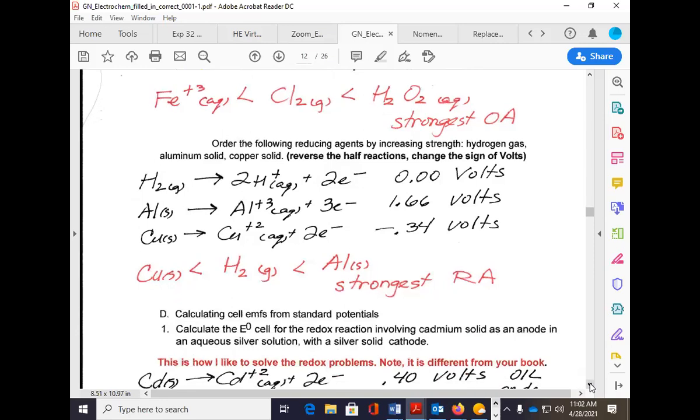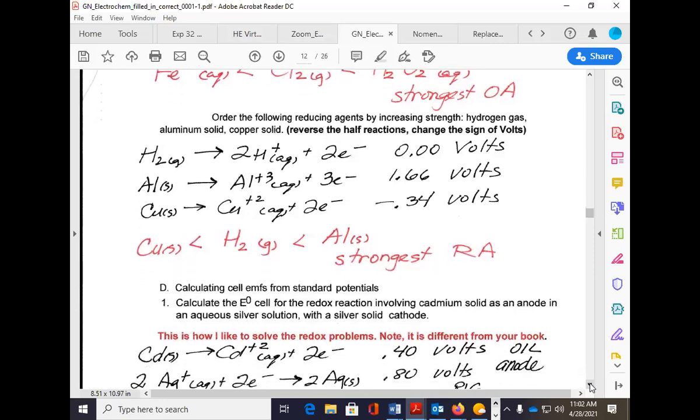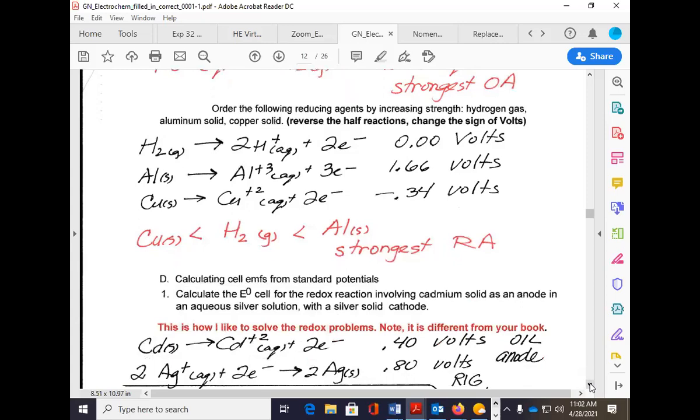Okay, so now this is how I solve the problems, and please note it is different from your book, but I like doing it this way. So I set up the half reactions. I flip the one that I need to, and if you flip it, you have to change the sign of the volts. So I'm using the table from your book, table 18.1.